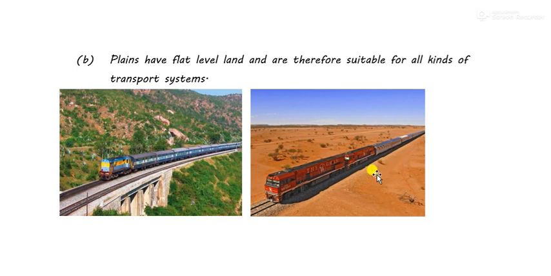However, in case of plains, it is unnecessary to build a bridge, because the land is already flat and leveled. So plains also help in the transport system, and not only trains. Transport system includes all kinds of transport such as cars, it includes trucks and passenger transportation or commercial transportation and transportation of goods.